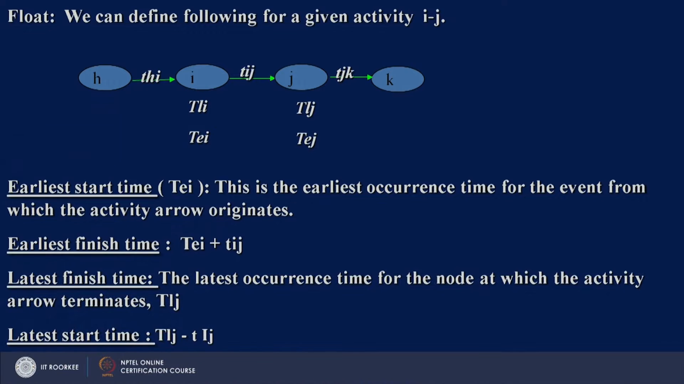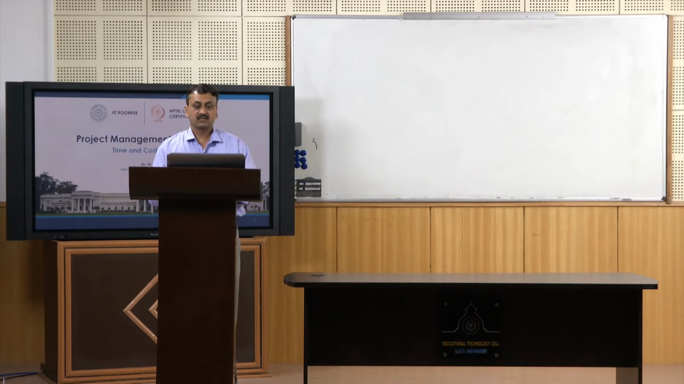Similarly, latest finish time is as late as possible you can finish an activity. So, latest start time can be calculated by subtracting the duration of the activity from the latest finish time. So, these are very simple, and you can easily calculate these time estimates. So, let us look at how to find out total float.